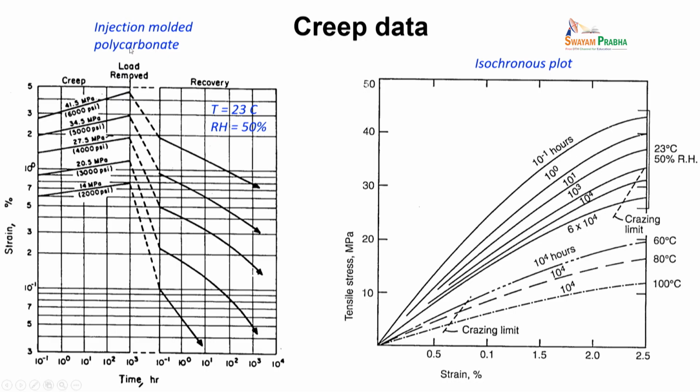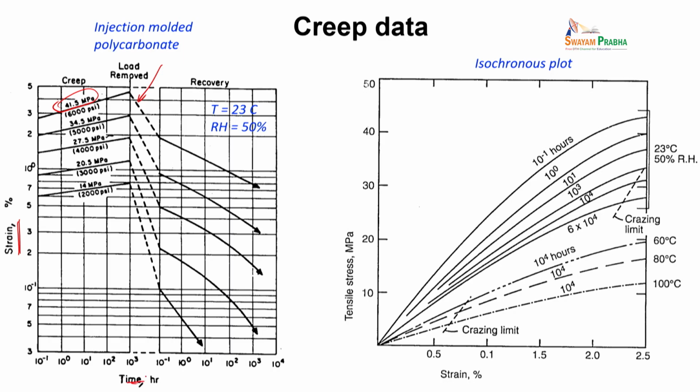On the left-hand side, what you see here is an injection molded polycarbonate plastic. It is a solid polymer. If you consider one particular curve here, a particular load is applied, let us say in this case 41.5 megapascal tensile load, and then you measure how strain in the material is evolving. On the y axis we measure strain as a function of time. One material, one load is applied, and then you measure strain as a function of time. That is a creep test.